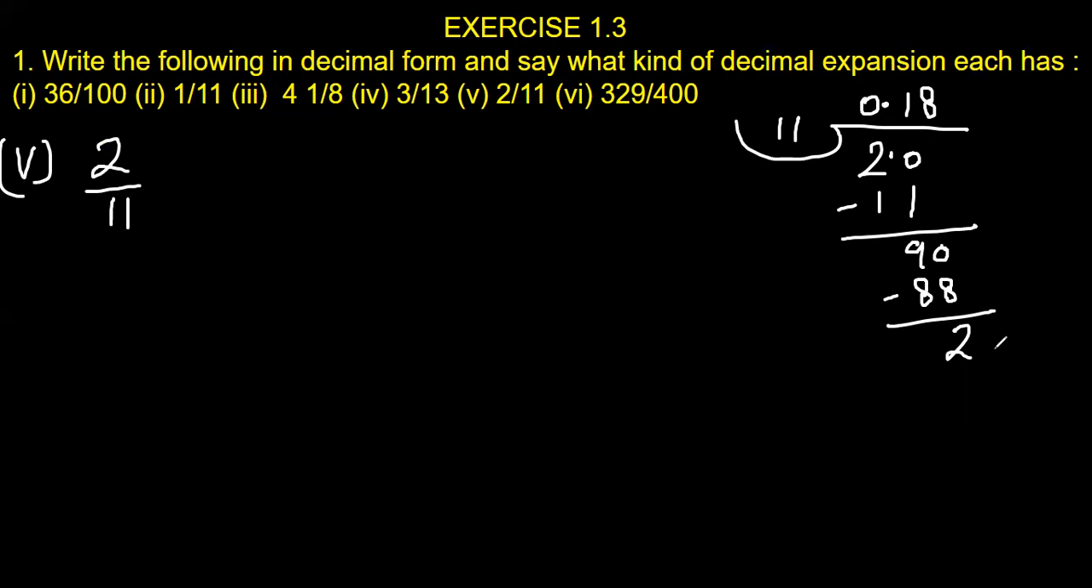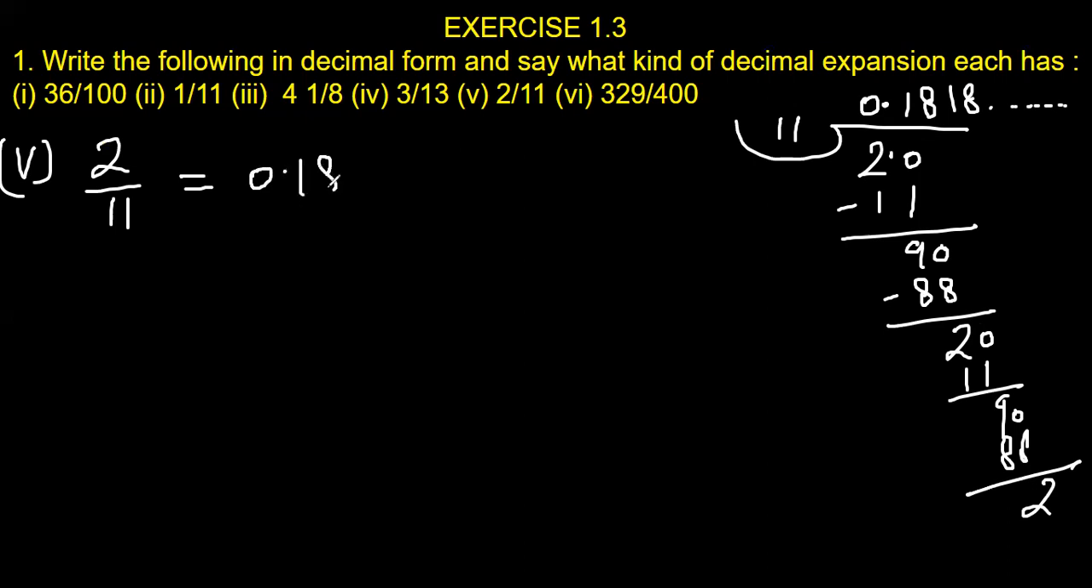See, this number 2 is repeating. That means this thing will continue now. 20, so 1 time, 11, 9, 0, 8 time, 88, again 2. So this is going to continue like this, 1, 8, 1, 8, 1, 8. So we can say 2 by 11 can be written as 0.181818, right? And we can also write it 0.18, and we put a bar over these digits, meaning these two digits will keep repeating forever.